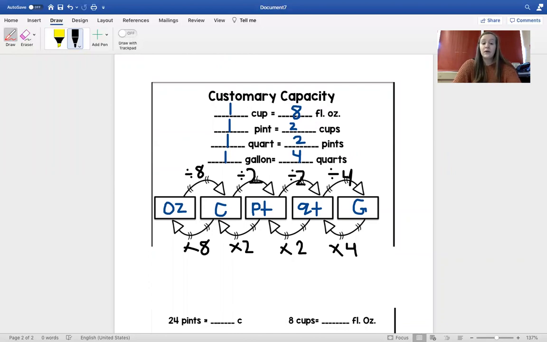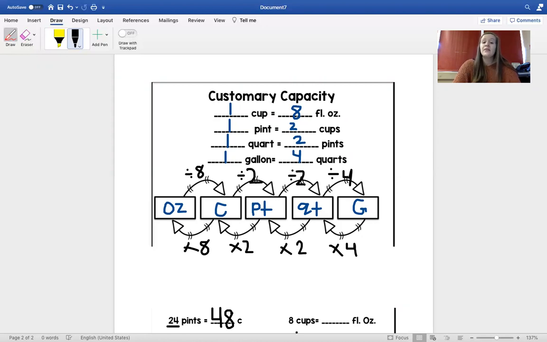So we have 24 pints and we need to move to cups. Again, you're going to put your finger on pints and move to cups, and we cross the ×2 arrow, which tells us that we need to take our number, which was 24, and multiply by 2. I know that 24 times 2 is 48. So that tells me that there are 48 cups in 24 pints, which makes sense, right? Because there are 2 cups in 1 pint. So there's double the amount of cups that there are pints, and 48 is twice as much as 24.